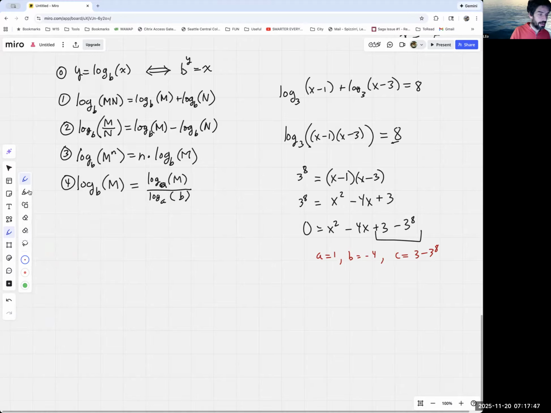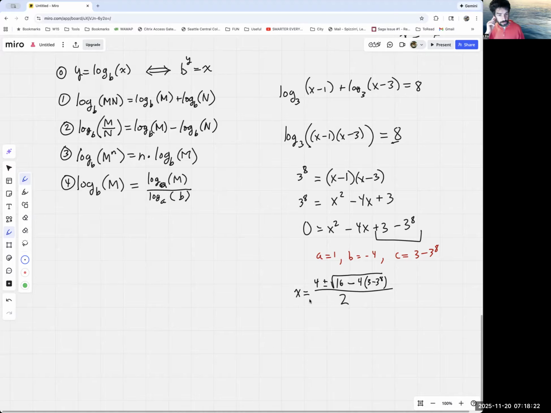And so we can find the solutions to this as x equals negative b, so 4, plus or minus the square root of b squared, so that'll be 16, minus 4 times a, which is 1, times c, which is 3 minus 3 to the 8th. All right, notice 3 minus 3 to the 8th is going to be a negative number, right? 3 to the 8th is large, and all of this is going to be over 2a.